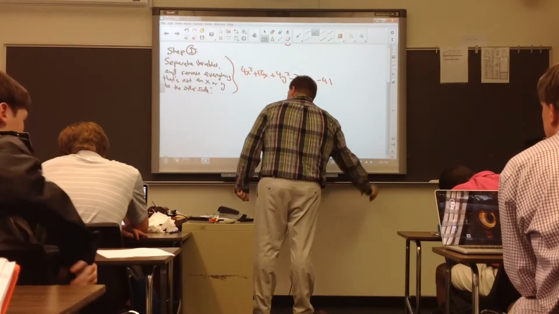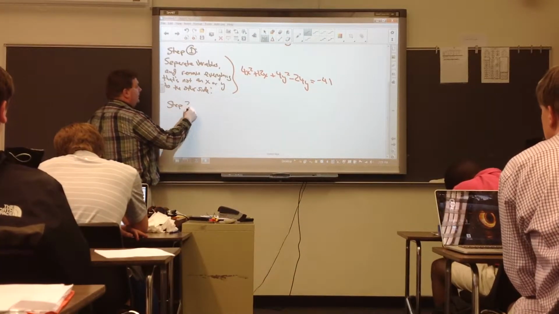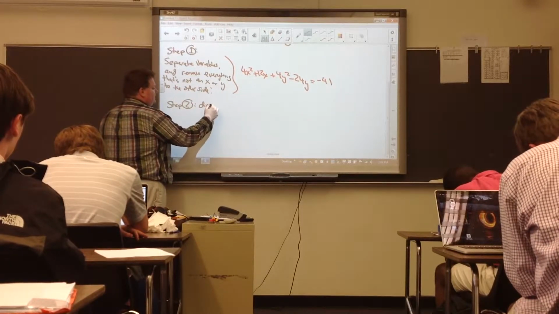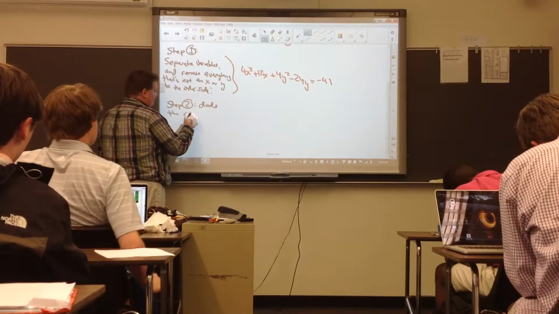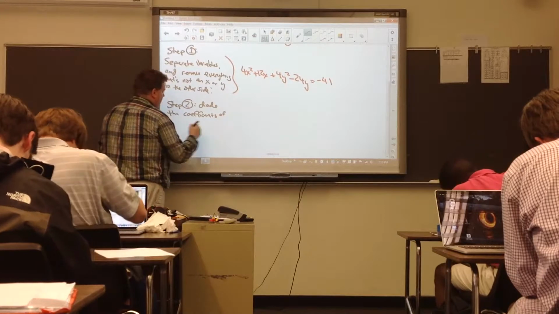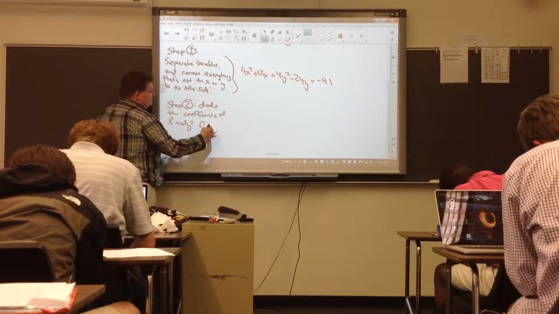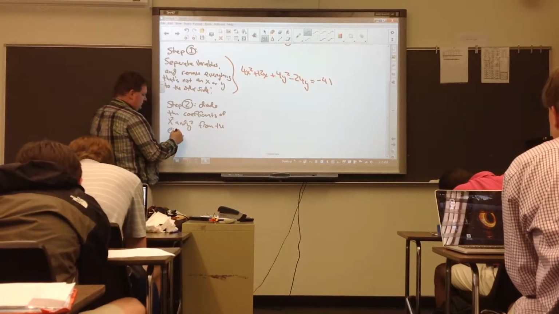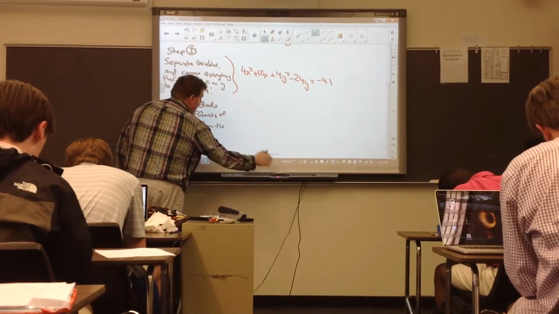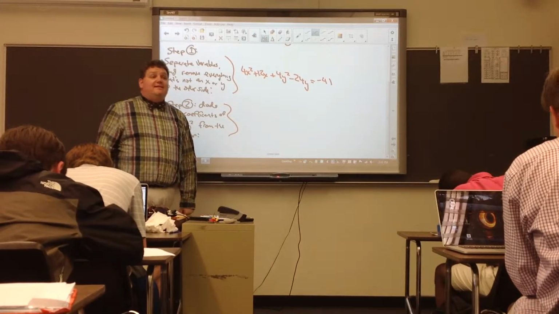Okay, my second step is basically divide the coefficients of x² and y² from the equation. Okay? Now, this is actually an important step, because this will tell me if I'm dealing with a circle or if I'm dealing with an ellipse instead.